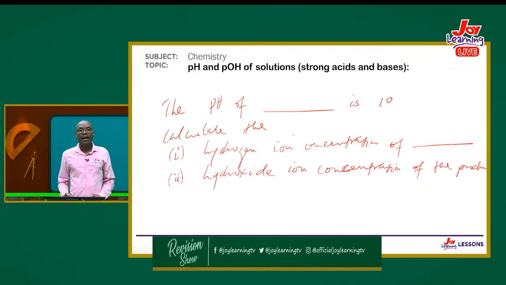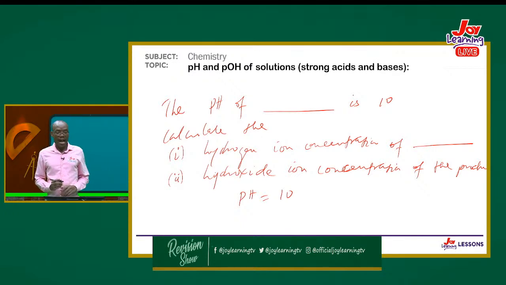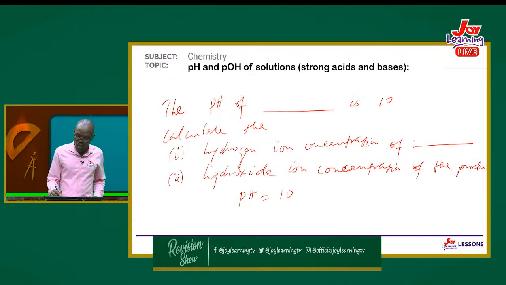Right. So the question, 3.1: what have I been given? I have the pH to be 10. So I know the pH. What am I being asked to do? The hydrogen ion concentration of the product.